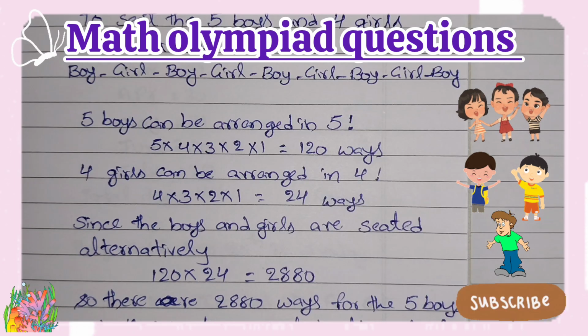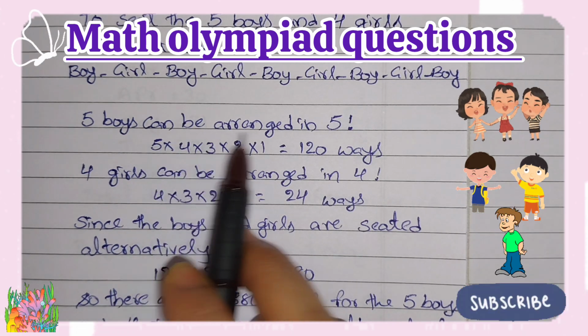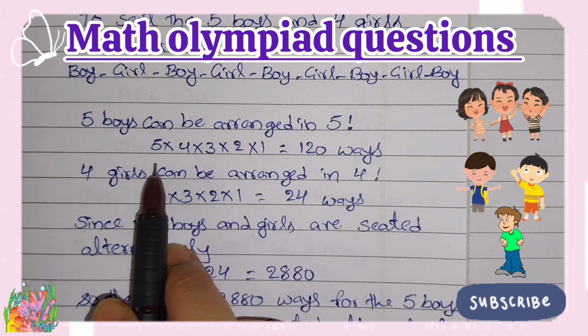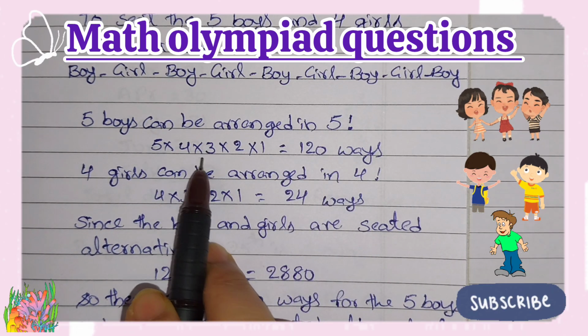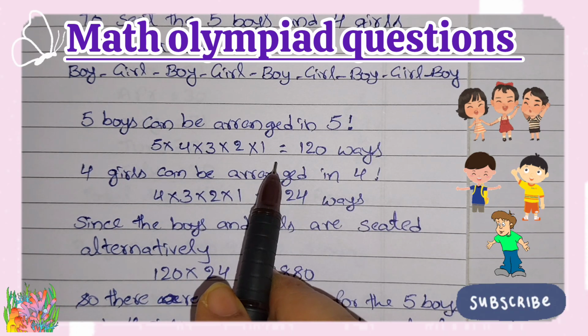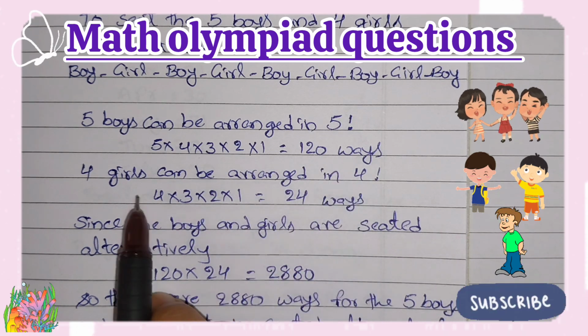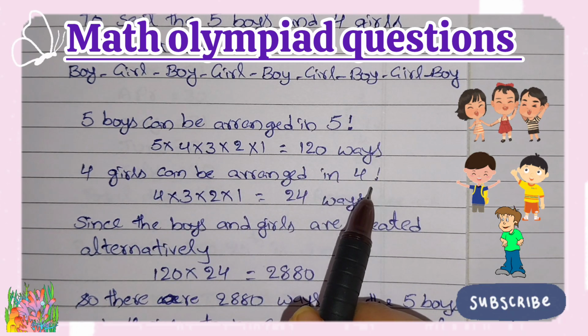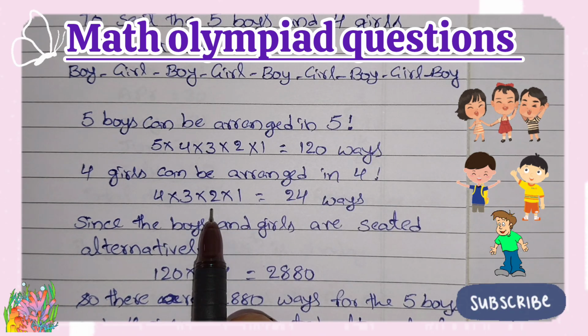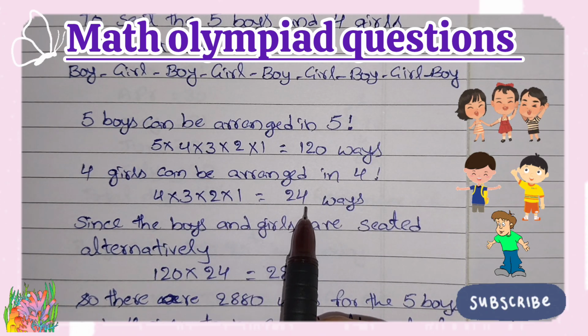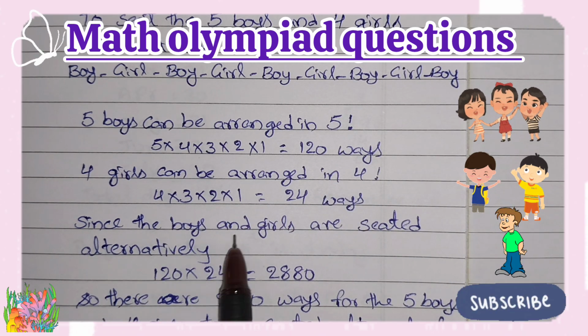5 boys and 4 girls. 5 boys can be arranged in 5 factorial. That means 5 multiplied by 4 multiplied by 3 multiplied by 2 multiplied by 1 equals 120 ways. 4 girls can be arranged in 4 factorial. 4 multiplied by 3 multiplied by 2 multiplied by 1 equals 24 ways.